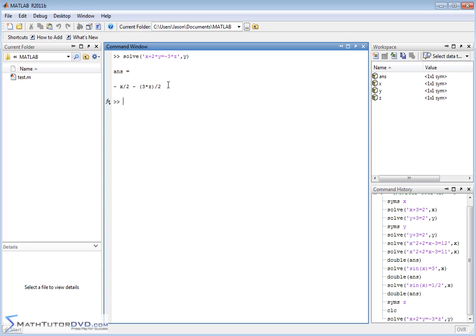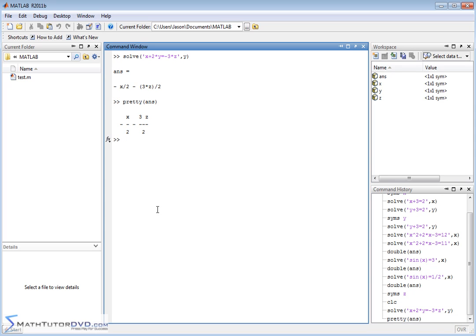So it's doing the rules of algebra to manipulate the expression to return what you want. And if you don't like the way this looks, I mean, obviously this is not a number, but it's kind of hard to visualize with the fractions everywhere. You can always use the pretty command to make it a little more readable. So it's negative x over 2 minus 3z over 2, and that is just a straight simplification of what we have by the rules of algebra isolating y over here.